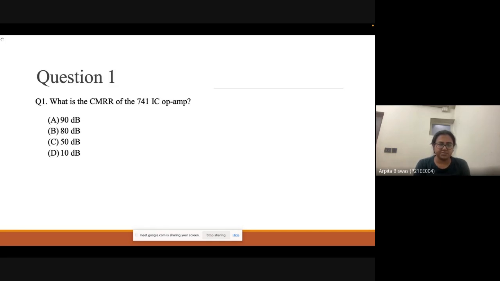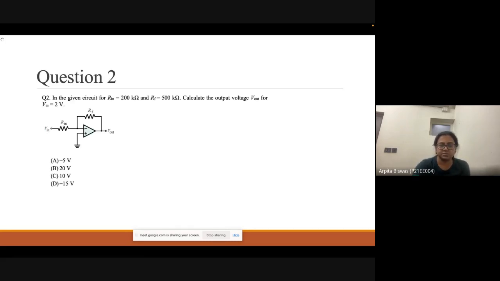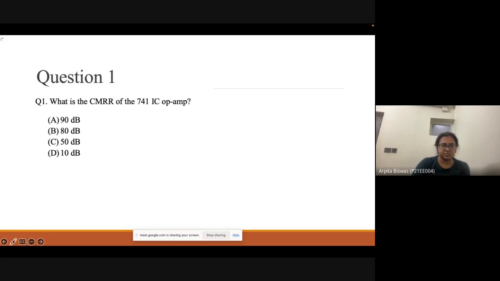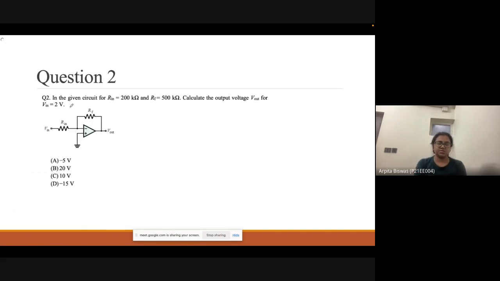So what is the right answer? The CMRR of the 741 IC op-amp is 90 dB. Okay. So next, moving towards the second question. This is question number two.